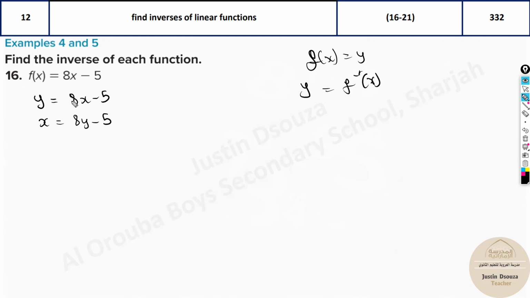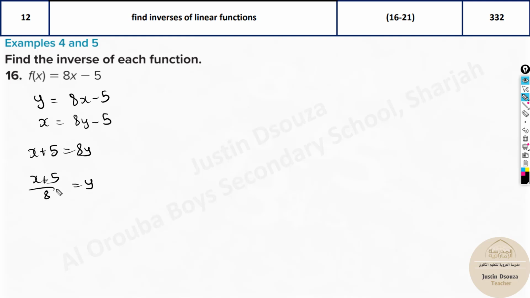Why? Because we have already swapped the original function. So it's not y exactly, it's y in terms of the inverse of the function. So now take everything to the other side and keep y alone. That means x becomes x plus 5. This 5 goes over there, divided by 8 equals y. I directly jumped steps, so I'll write in detailed steps. Here, plus 5 equals 8y. Divide 8 on both sides, it will be x plus 5 divided by 8 equals y. This is the answer. But don't write like this.